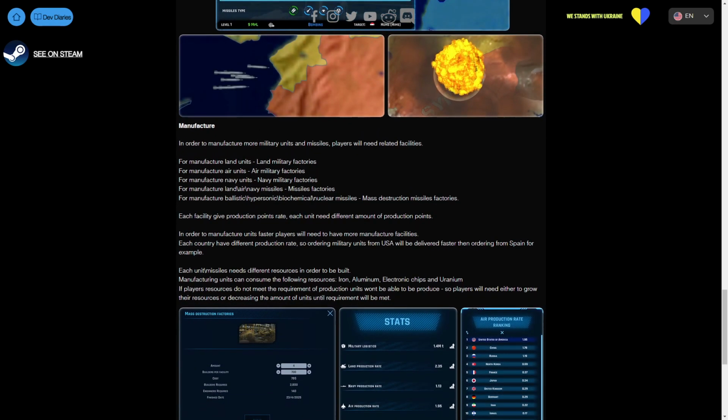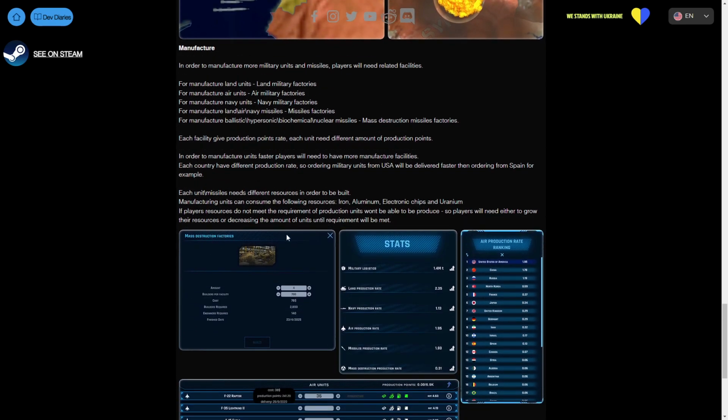Each military unit needs different resources in order to be built. Manufacturing units can consume the following resources: iron, aluminum, electronic chips, and uranium. So that's actually going to be interesting, that electronic chips are going to be a part of this. If player resources do not meet the requirement of production, units won't be able to be produced. So players will need to either grow their resources or decrease the amount of units until the requirement is met.